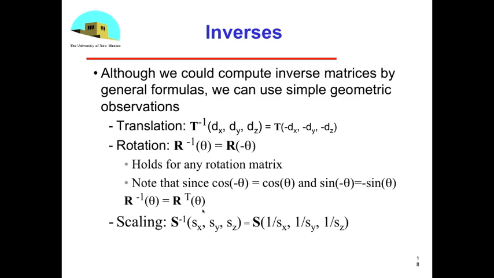So that's simple, and if you look at that, that's a translation matrix. So the inverse of a translation is another translation. And if you actually multiply the two out, you'll get the identity matrix. Likewise with rotation. If you rotate a matrix by an angle theta, then if you want to get back to where you were, you use minus theta.